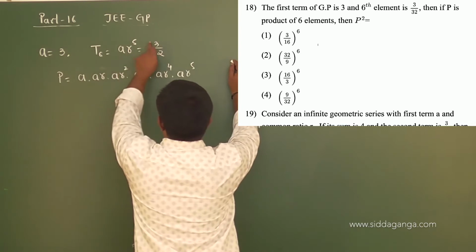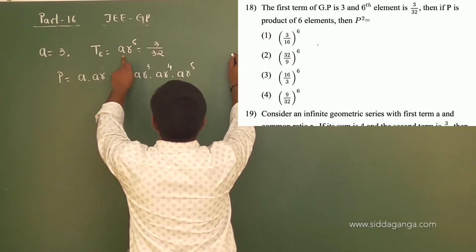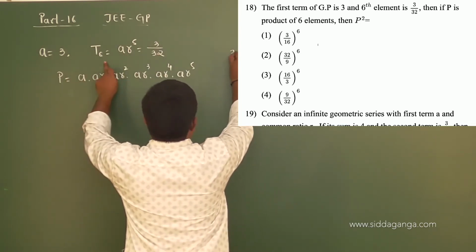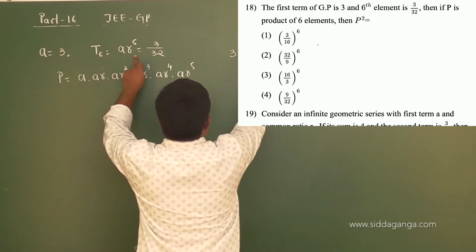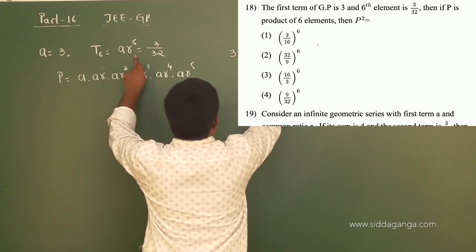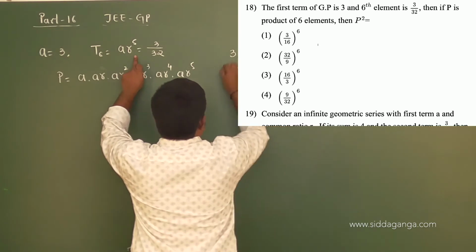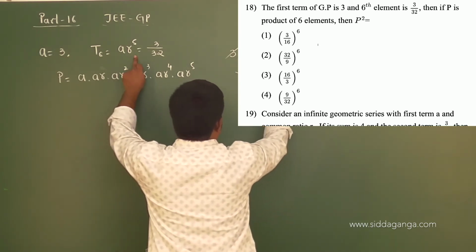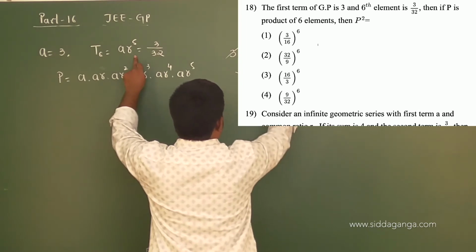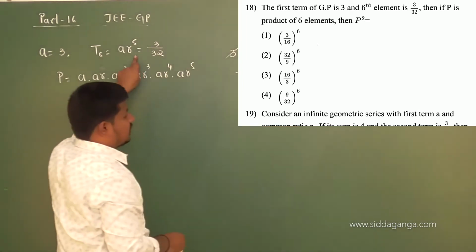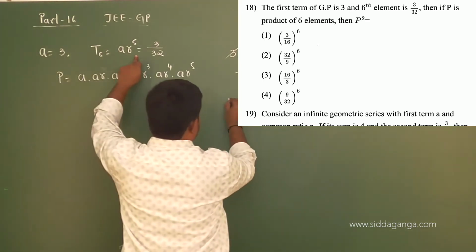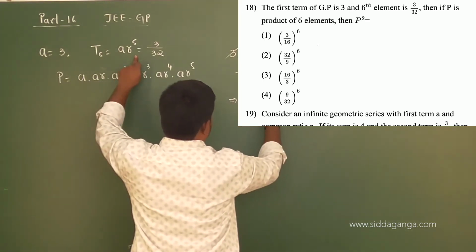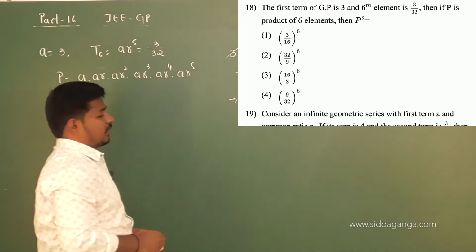Here AR power of 5 is 3 by 32, since the sixth element is given. A is 3. So 3 into R power of 5 is equal to 3 by 32. So 3 gets cancelled. Then R power of 5 is equal to 1 by 32, which is nothing but 1 by 2 whole power of 5, because 2 power of 5 is 32. So this gives R is equal to 1 by 2. So our common ratio is 1 by 2.